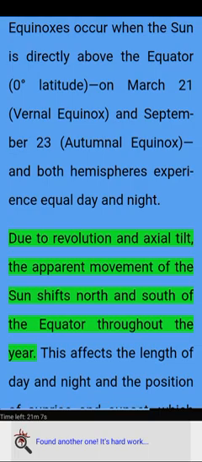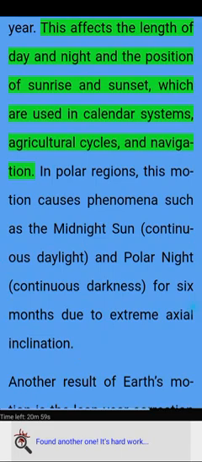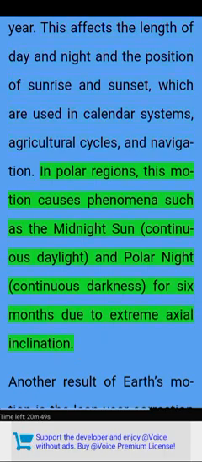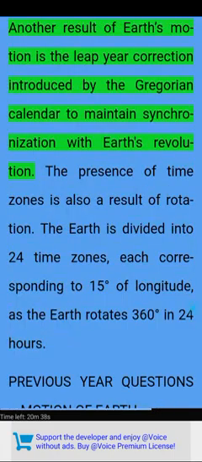Due to revolution and axial tilt, the apparent movement of the sun shifts north and south of the equator throughout the year. This affects the length of day and night and the position of sunrise and sunset, which are used in calendar systems, agricultural cycles, and navigation. In polar regions, this motion causes phenomena such as the midnight sun, continuous daylight, and polar night, continuous darkness, for 6 months due to extreme axial inclination.